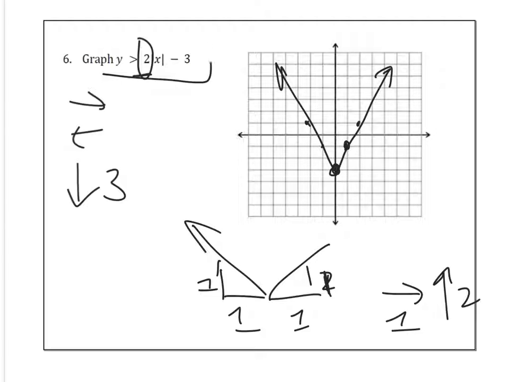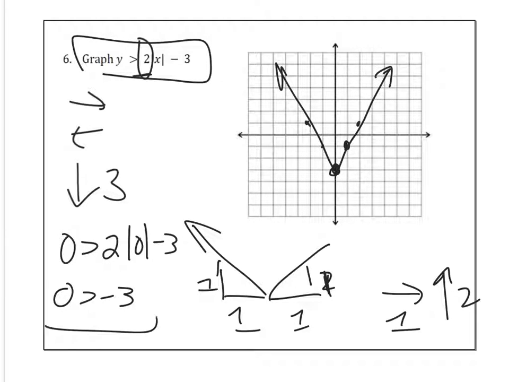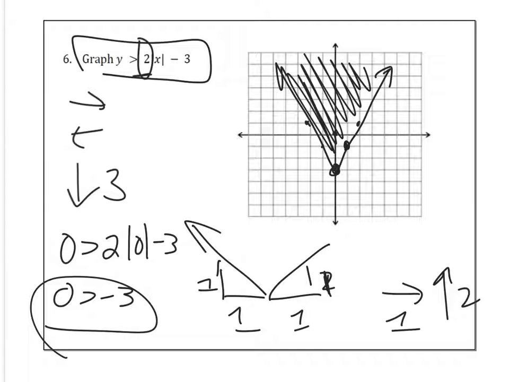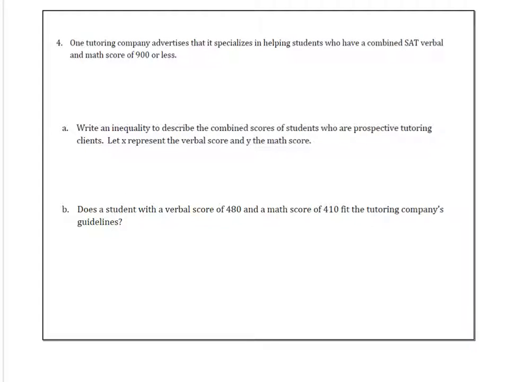But now also check that this is going to be an inequality. So what that means is I've got to test a point. So test 0, 0. Is 0 greater than negative 3? Well, yes. So 0, 0 works. So I'm going to shade inside of here. That's what that's going to look like.